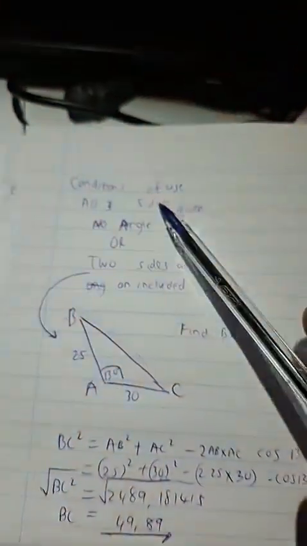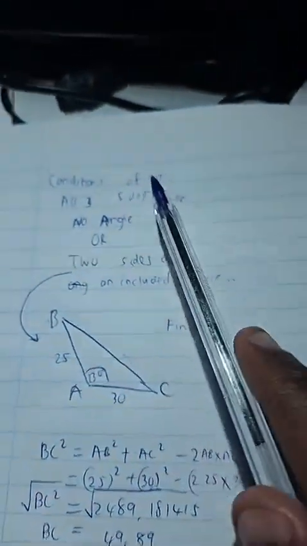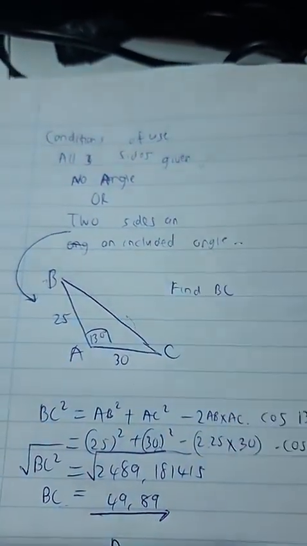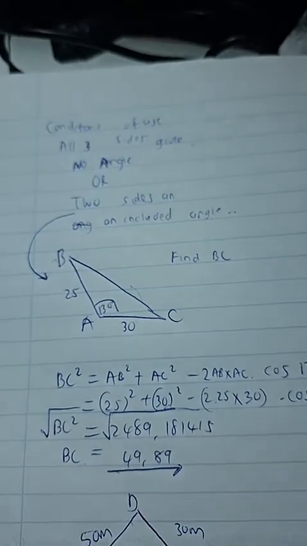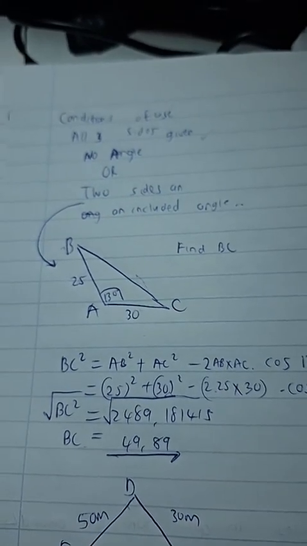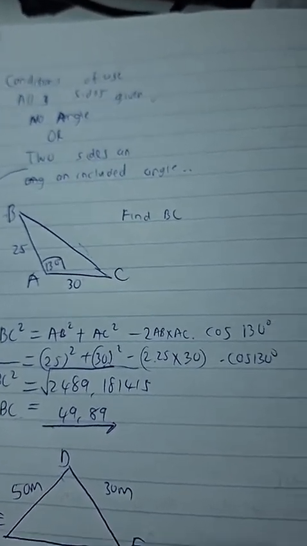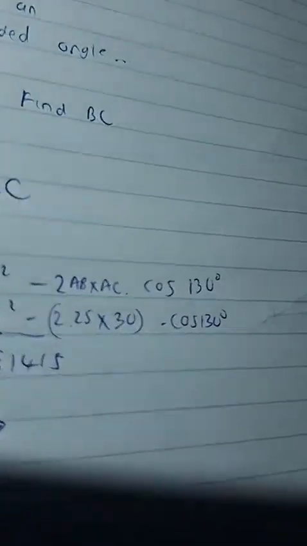So I hope you see the 2 conditions. In these conditions, the sine rule cannot be used. In these conditions, only the cosine rule can be used. Okay, I hope we are good. That is what we call the cosine rule.